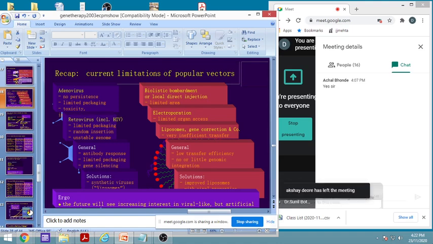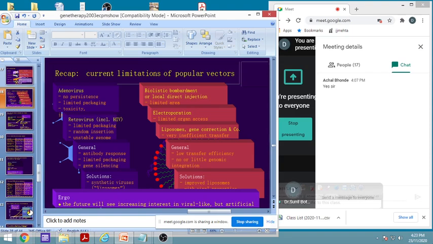So this is all about the various gene therapies and various vectors which are present, for example adenoviruses, retroviruses, then naked DNA and other solutions. The problems are antibody response and limited packaging. Solutions are the use of synthetic viruses, which are also called virosomes.